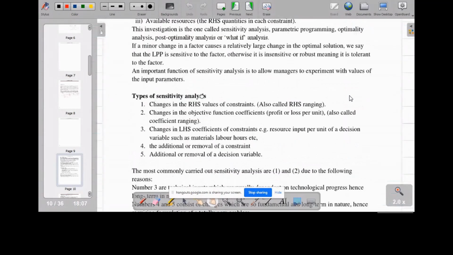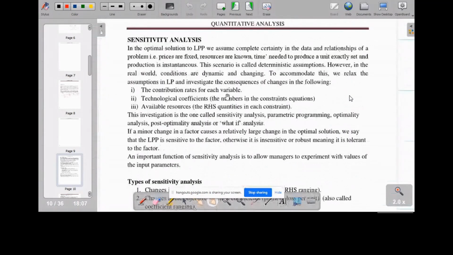Sensitivity analysis. This is whereby, with the data that you have in terms of a model, you can experiment and see what the results will look like.